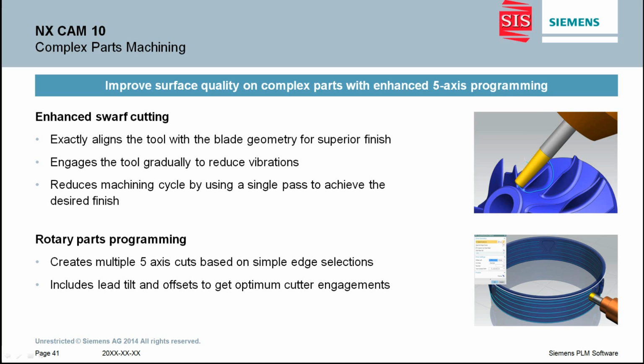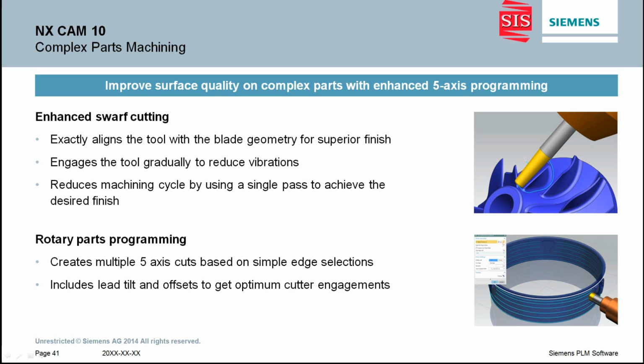Exact alignment of the tool with blade geometry can be achieved with the enhanced swarfing in the NX Turbo Machinery milling module. Complex blades can be finished with a single pass using the entire length of the tool, which can produce a high-quality surface finish. The gradual engagement of the tool with the material ensures machining with reduced vibrations that further improve the surface quality. Flat, bullnose, and tapered end mills can be used to generate a swarfing toolpath that machines the entire blade with a single pass.